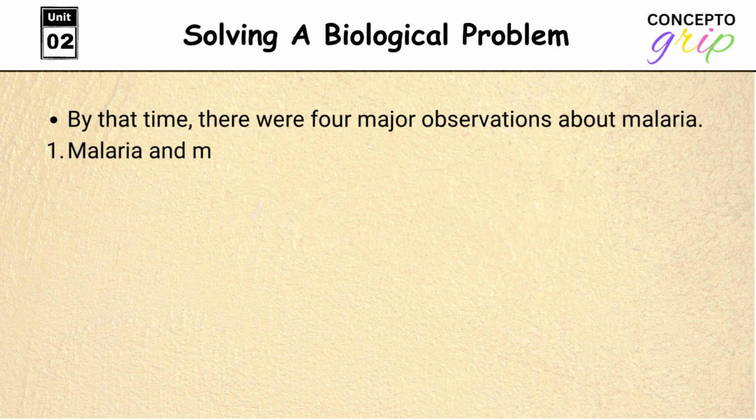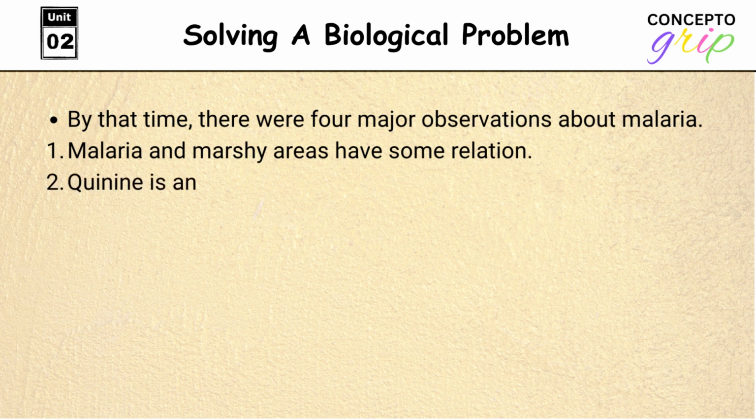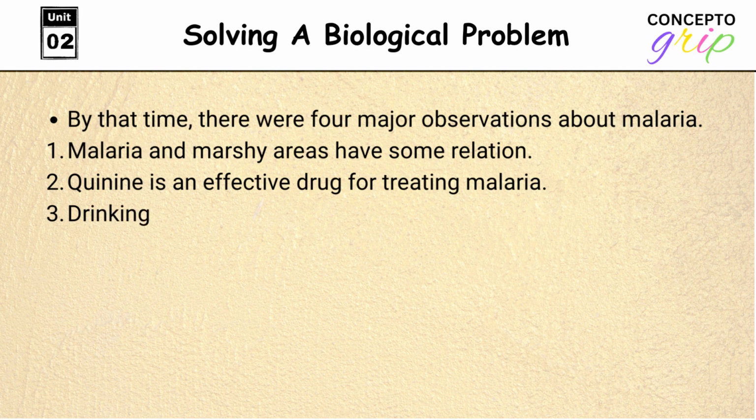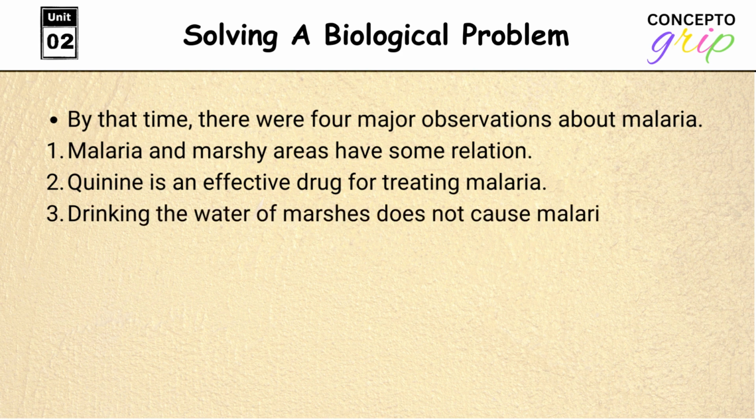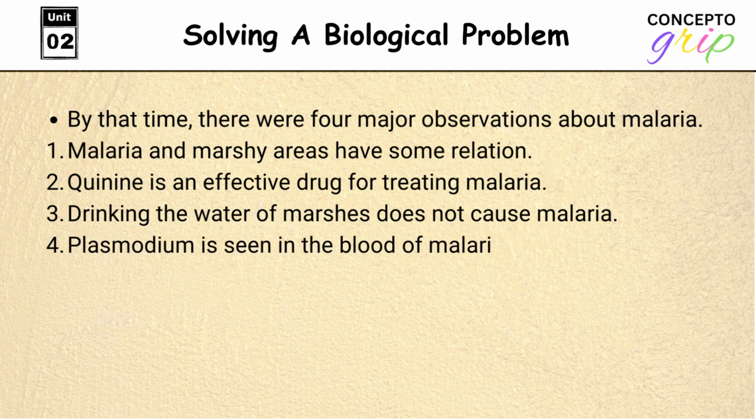Number 1. Malaria and marshy areas have some relation. Number 2. Quinine is an effective drug for treating malaria. Number 3. Drinking of water of marshes does not cause malaria. Number 4. Plasmodium is seen in the blood of malarial patients.